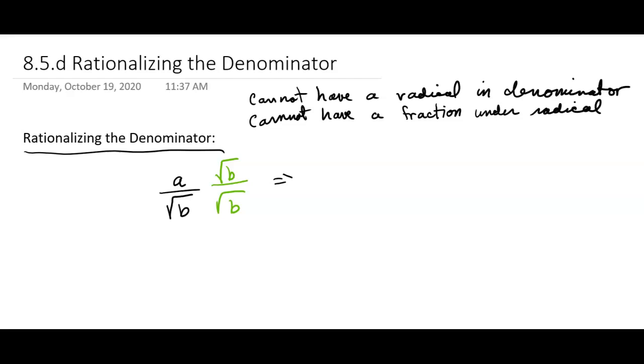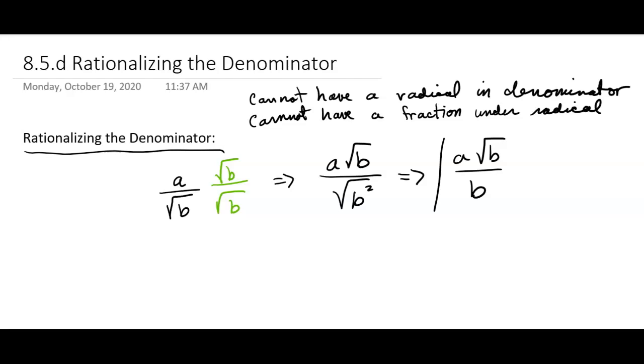Then in the numerator, we get a times the square root of b, which is fine. But in the denominator, we get the square root of b squared, and that we can take the square root of. So then we have a times the square root of b over b. And then that would be rationalized. We'd say that denominator is rationalized because it no longer has a radical in the denominator. So that's kind of the goal that we're going for here. And I'll go through the examples.